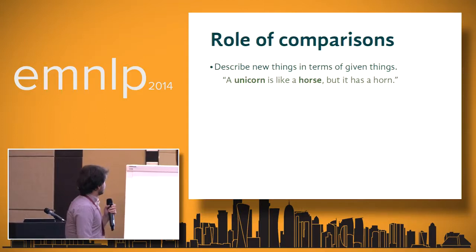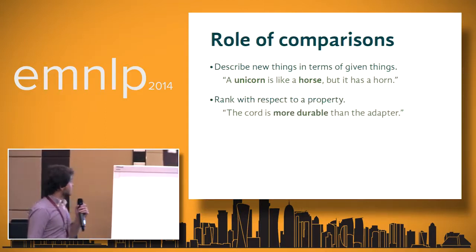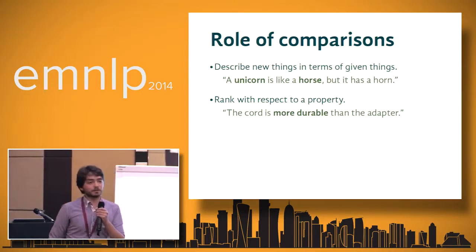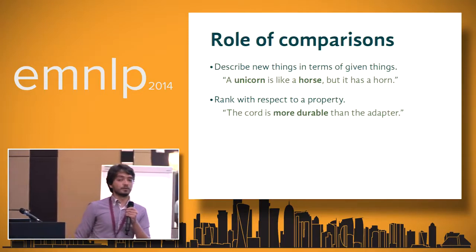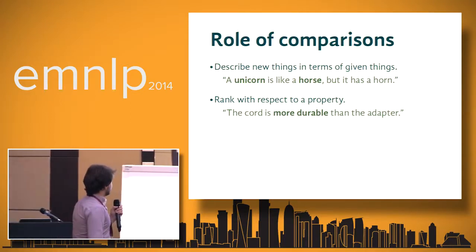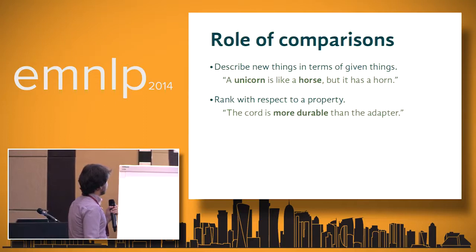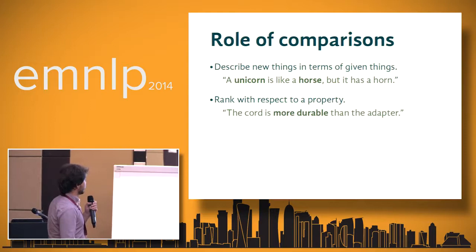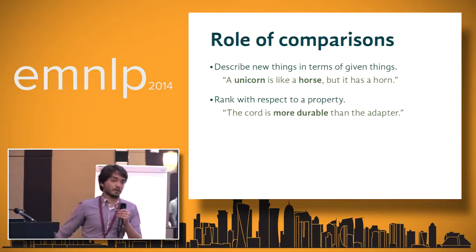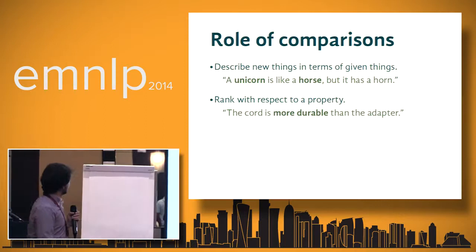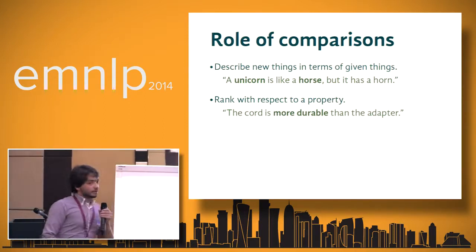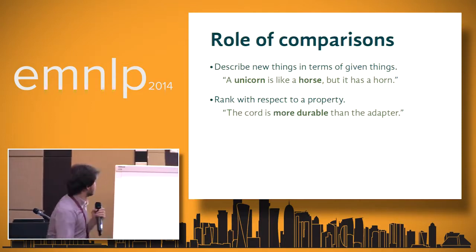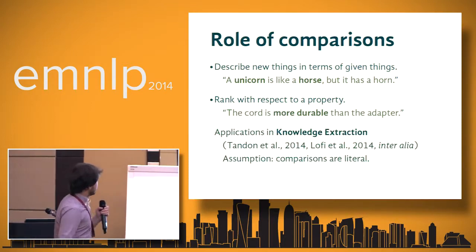Another important usage pattern of comparisons is to rank items with respect to a property, and this is important if you want to convince somebody to buy your product or not to buy some product that you didn't like. For example, if you want to give a poor review to an adapter, you might say it's less durable than the cord, or the cord is more durable than the adapter. This is a real example from a review. So you can see there is a lot of knowledge that is transmitted using comparison patterns, and this is used in knowledge extraction.